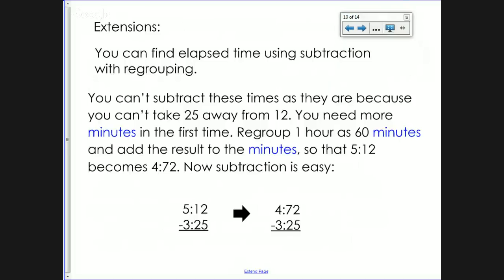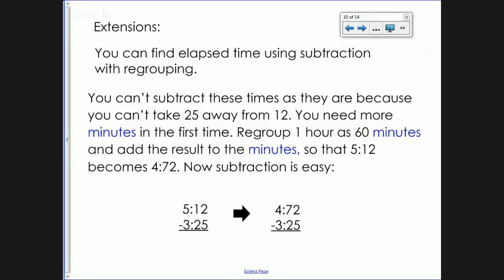You can find elapsed time using subtraction with regrouping. You can't subtract these times as they are because you can't take 25 away from 12. You need more minutes in the first time. Regroup 1 hour as 60 minutes and add the result to the minutes so that 5:12 becomes 4:72. Now subtraction is easy.